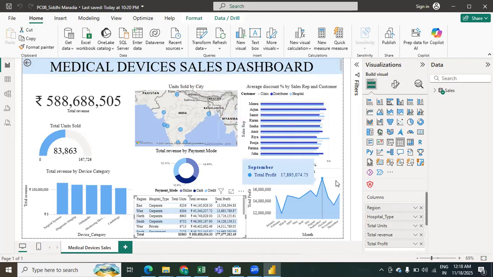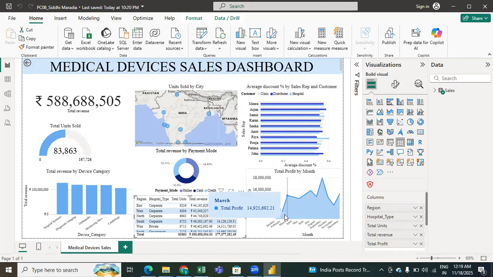Now there is a monthly profit trend. This is an area chart, which shows how profit moves from month to month across the 12 months. We can observe the fluctuations. Some months have dips, like in the month of February there's a dip, then there's a rise. In the month of March, again there's a dip. The highest rise is in the month of September, at 17 crores, and the lowest dip was in the month of February, at 11 crores.